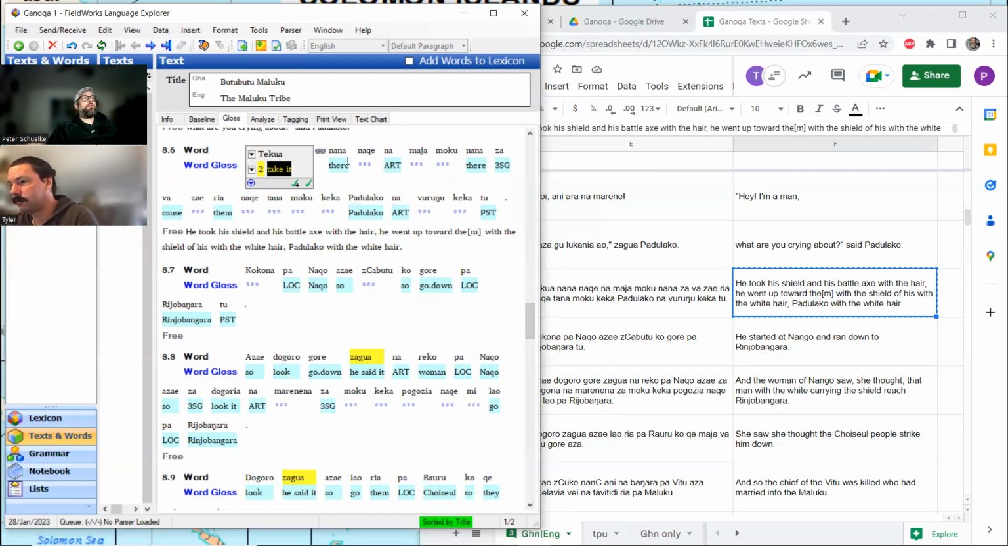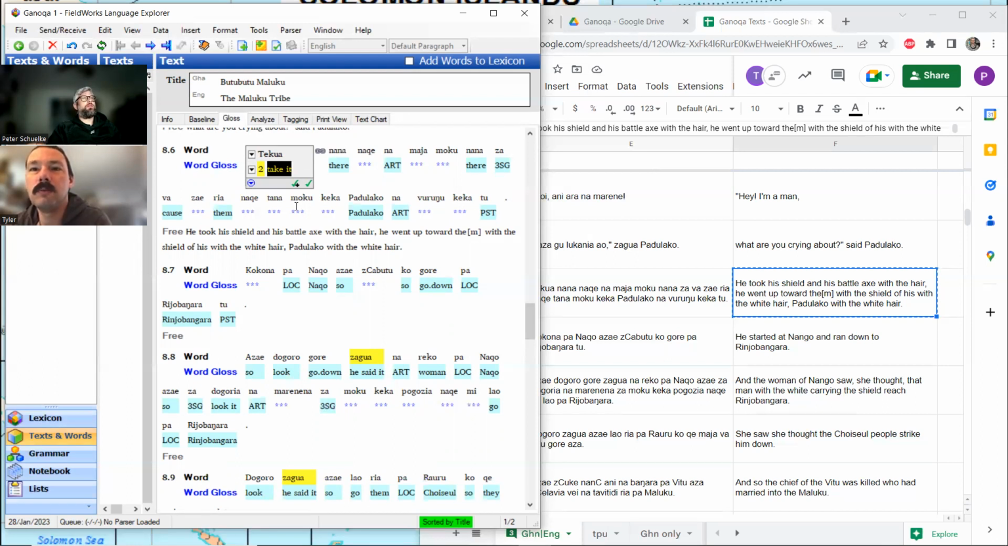Okay, Nana there. So he took his shield and battle axe with the hair. Manjamoku. And we get Tanamoku. And Keka we get twice. So Tanamoku Keka, Varungu Keka. So Keka's white hair. Pandulako with the white hair, right? All together there at the end.